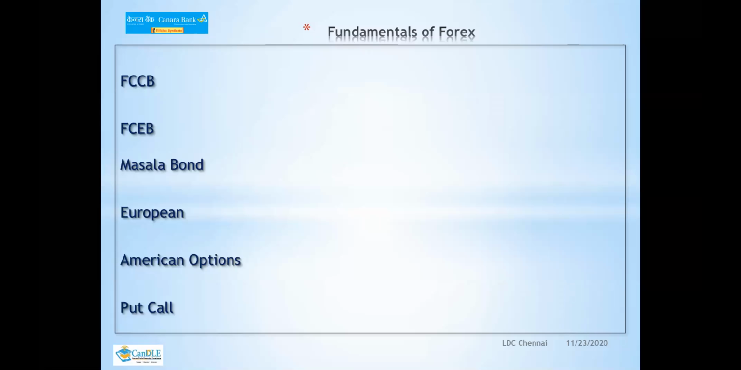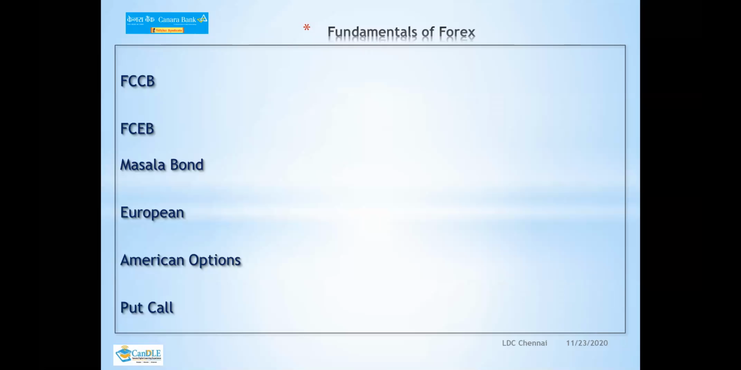Then what is a masala bond? This question is coming very frequently in all exams. What is meant by masala bond? This is also a form of ECB only. In foreign currency bonds, the loan I am raising is in foreign currency only, so I have to bear the exchange risk. Suppose I took a 100 crore loan. Now the euro exchange rate is good. When the rupee is falling, I have to pay more, because the foreign currency risk is borne by me only.